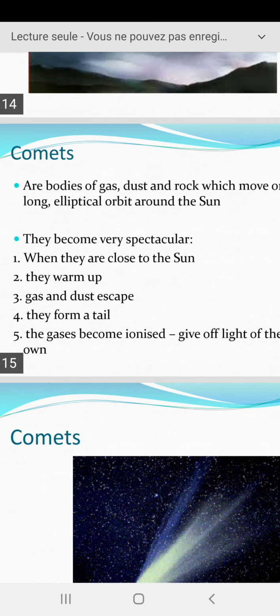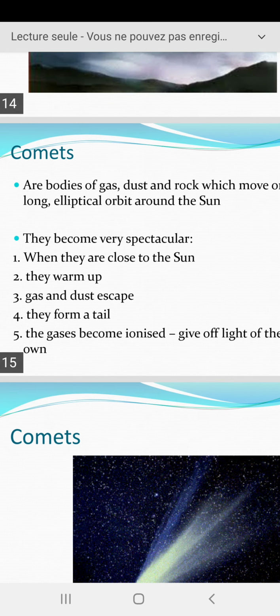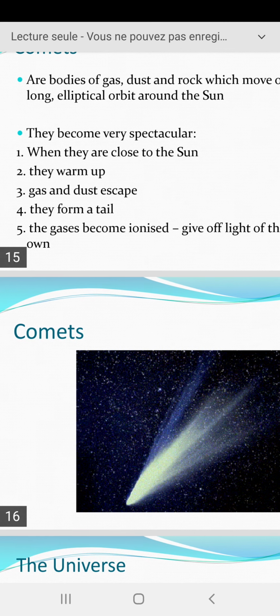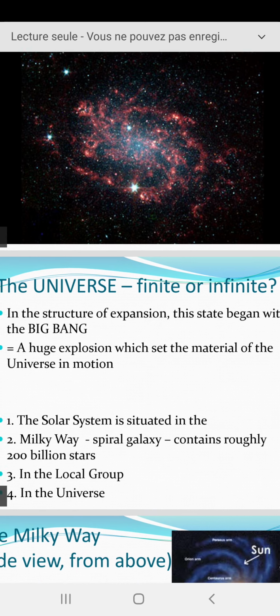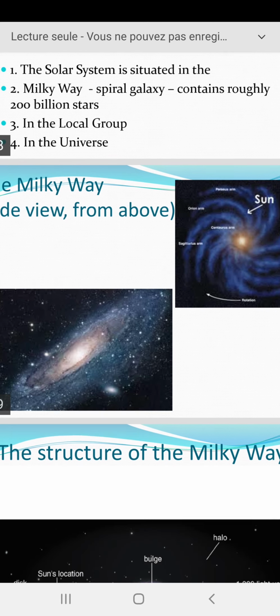In fact comets are not bright. They are not luminous bodies in reality. It's made of rock. It only looks bright when it comes into contact with the atmosphere of the earth. So comets, you see the picture of comets here. Okay.